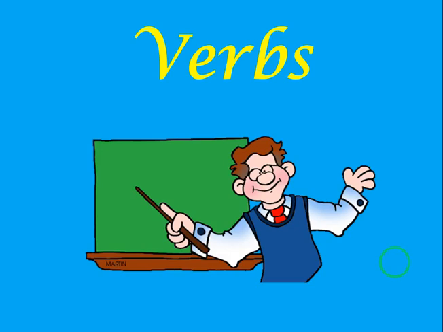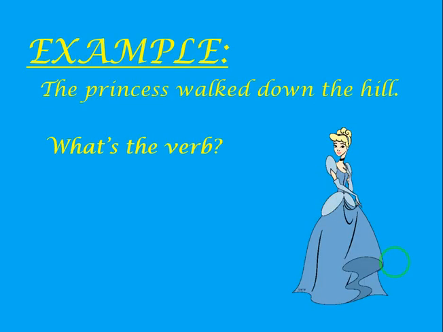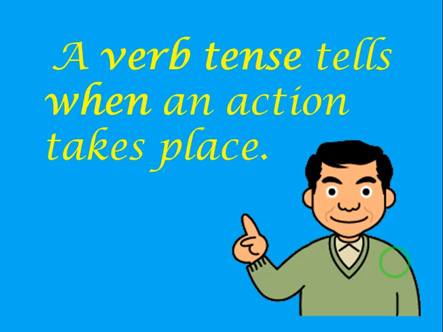Our grammar lesson today is about verbs, and mainly the verb tenses. Let's recall what an action verb is first. It's a word that tells what a person or thing does. So it shows action. Example: the princess walked down the hill. Where's the verb? Walked.